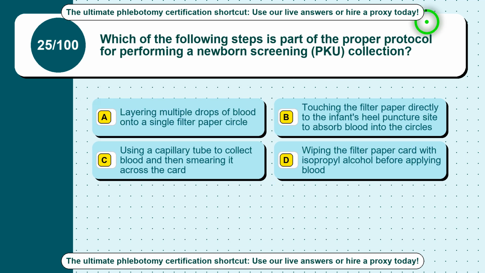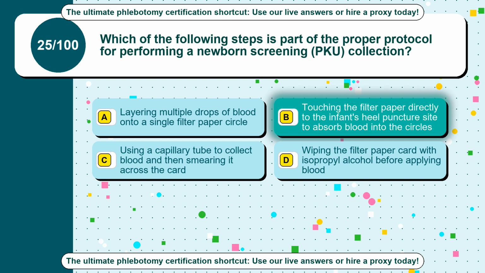Question 25. Which of the following steps is part of the proper protocol for performing a newborn screening, PKU, collection? Option A, layering multiple drops of blood onto a single filter paper circle. Option B, touching the filter paper directly to the infant's venipuncture site to absorb blood into the circles. Option C, using a capillary tube to collect blood and then smearing it across the card. Option D, wiping the filter paper card with isopropyl alcohol before applying blood.